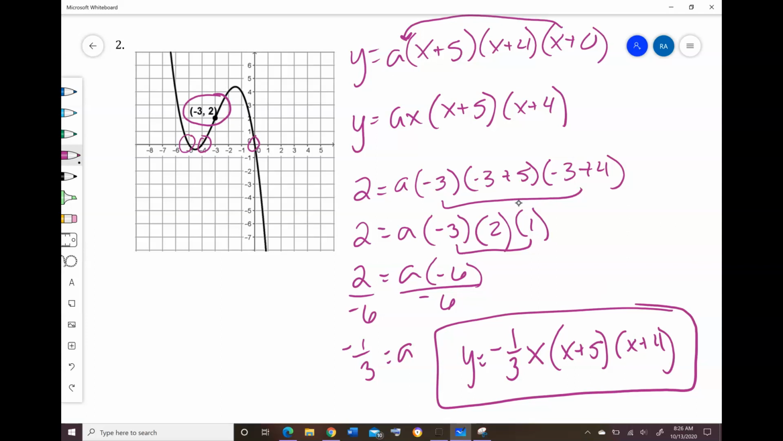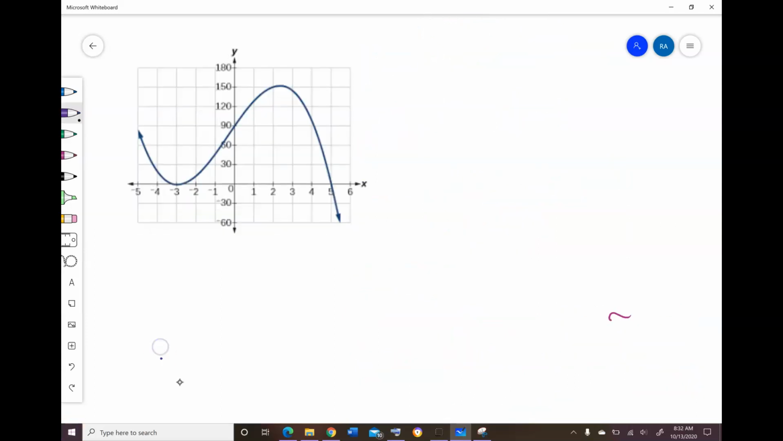All right. Let's do another one. All right, so find your roots. -3 and 5. So I've got y equals A, x plus 3, x minus 5. Well, it touches at -3, so that gets a squared. And then it crosses, so that stays 1.